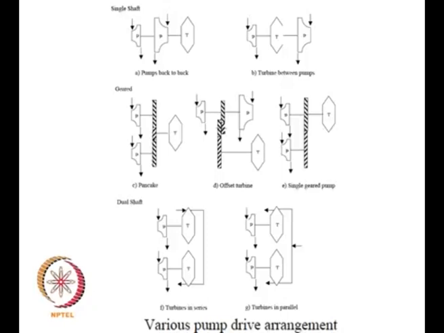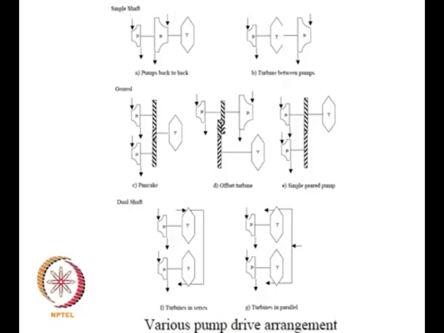If you look at this figure, the first arrangement as shown here is one in which the pumps are arranged back to back. That is, one is the fuel pump, the other is the oxidizer pump, and they are mounted on a common shaft that connects to the turbine.